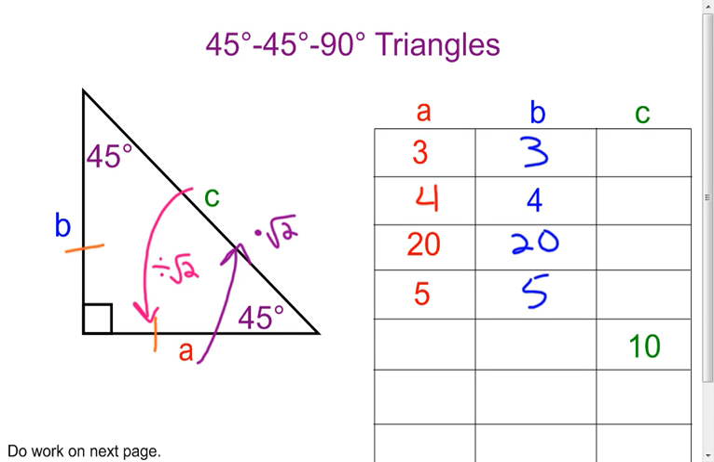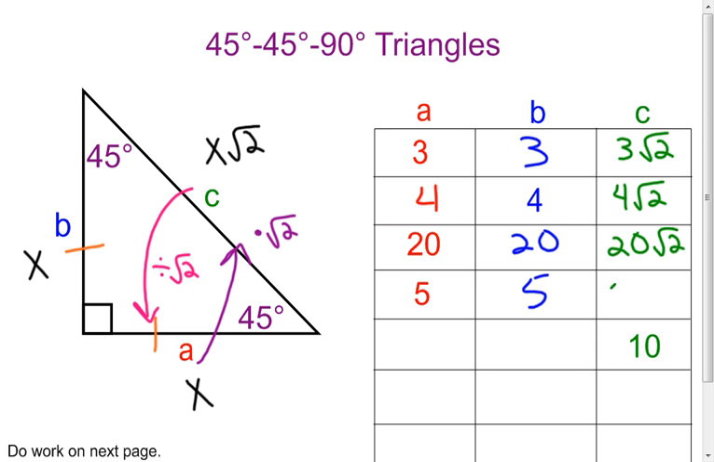Just like that. Another way to think about this is to say, if one of our legs is x, or any variable you want, then the other leg also has to be x. It's going to be equal in length because they're congruent. And then your hypotenuse is going to be x, and remember we said we had to multiply by root 2, so x root 2. Which means when you come back to this chart, if I know that A and B are 3, then C is going to have to be 3 root 2. That's the hypotenuse. If the legs are 4, take 4 and multiply it by root 2, and you get 4 root 2. If it's 20, multiply by root 2, and you get 20 root 2, and you see the pattern.